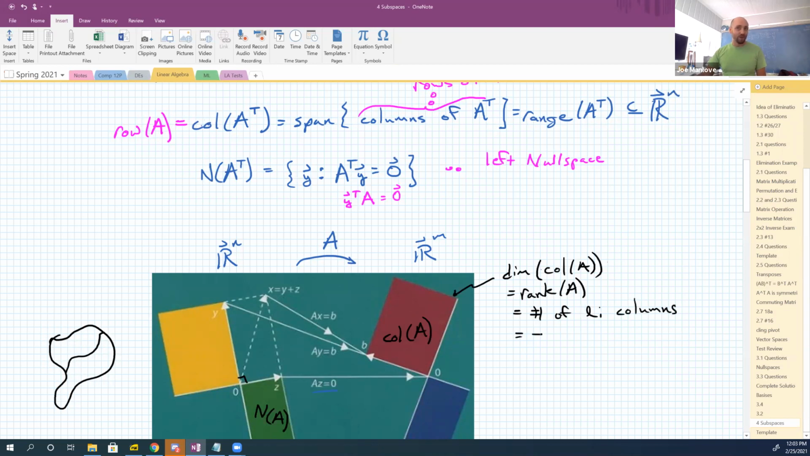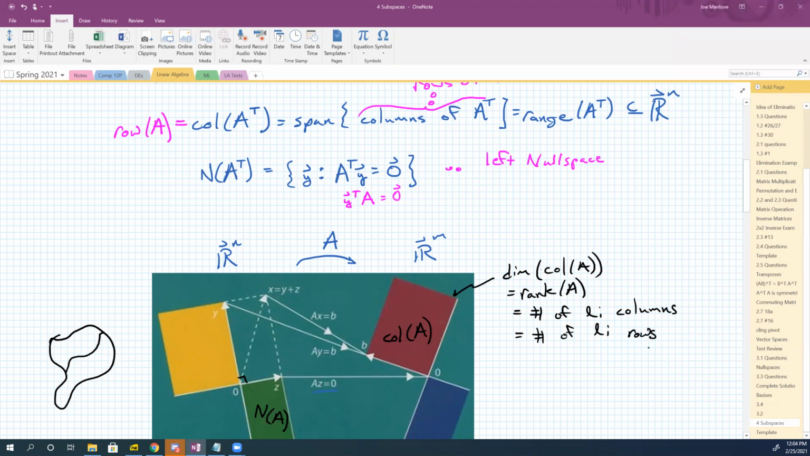Which is also the number of linearly independent rows. This is so freaking cool. You guys are not... I can't tell whether it's just that your mic's off or that you're not as enthusiastic about this as I am. I just love this part of linear algebra. This is the number of linearly independent rows. They're the same thing. Nice. They're the same number. They're the number of pivots that the matrix has.